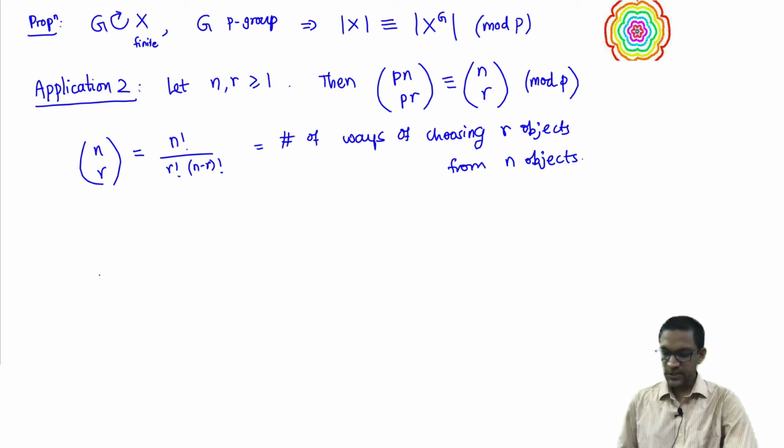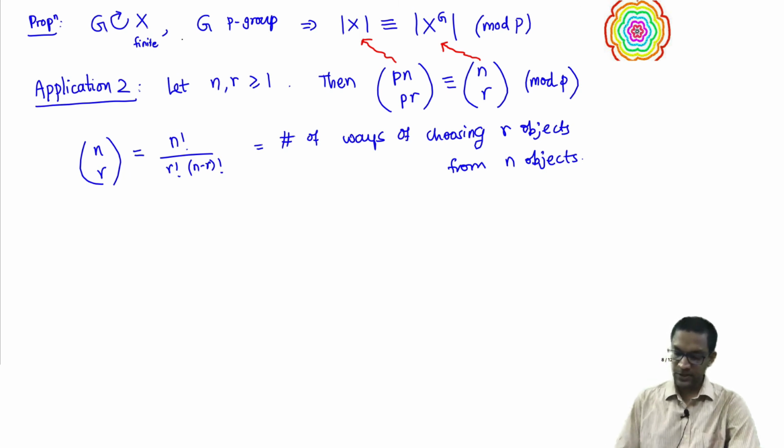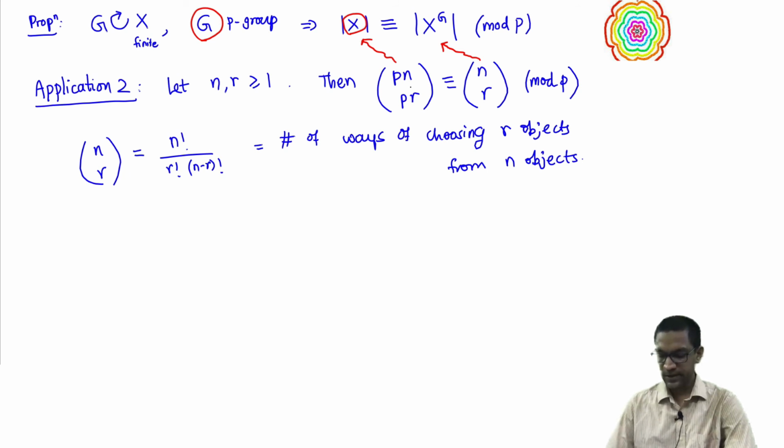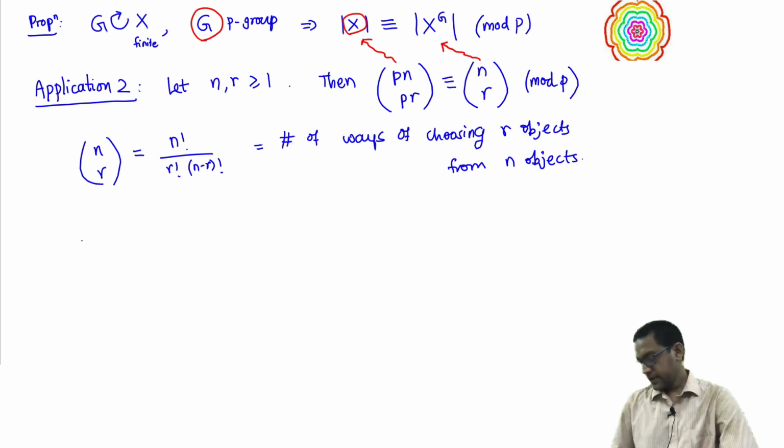Okay, so let's prove this again as an instance of this fixed point principle. So what am I going to try and do? Well, the same thing we did earlier. We'll try and construct a set X whose cardinality is the left hand side, Pn choose Pr, and we'll construct a group, a P group action on it, such that the set of fixed points gives you the right hand side, n choose r. Okay, so we have to manufacture the following two things. We need to manufacture a group G, and we need to manufacture a set X such that its cardinality is Pn choose Pr. Right? That's the first step, and then we must hope that the fixed point set turns out to be the right hand side. Okay, so let's do this.